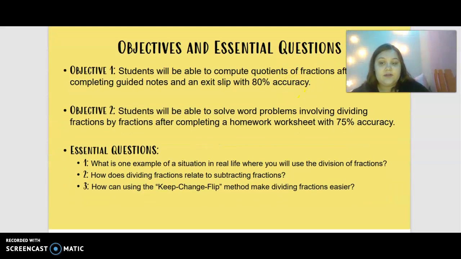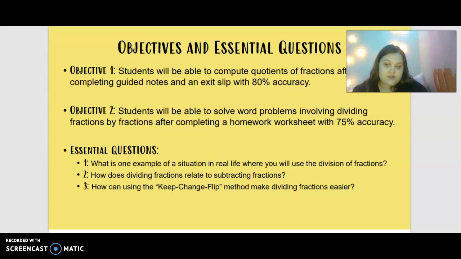So our first objective is that students will be able to compute quotients of fractions after completing guided notes and an exit slip with 80% accuracy. Our second is that students will be able to solve word problems involving dividing fractions by fractions after completing a homework worksheet with 75% accuracy.